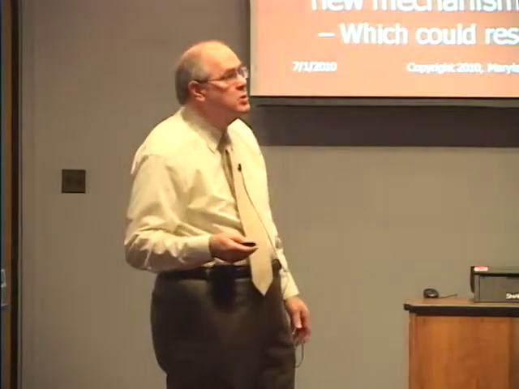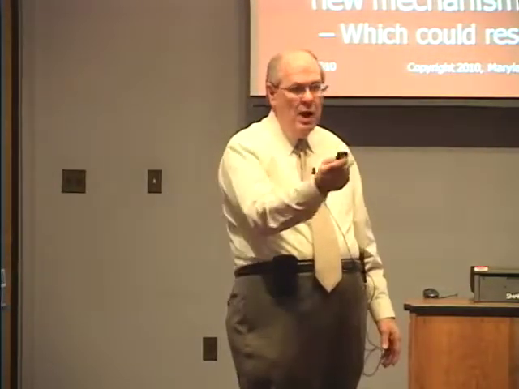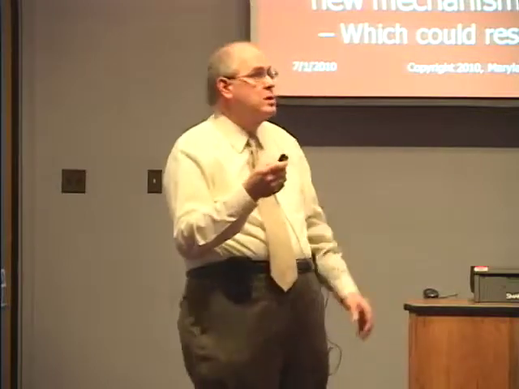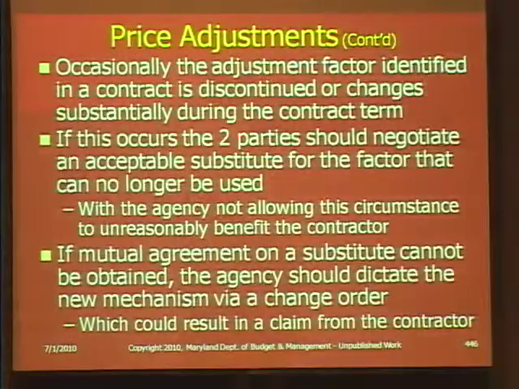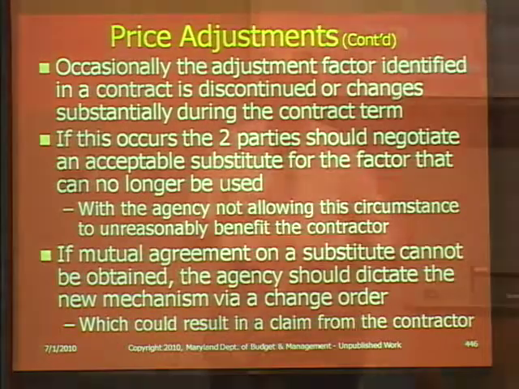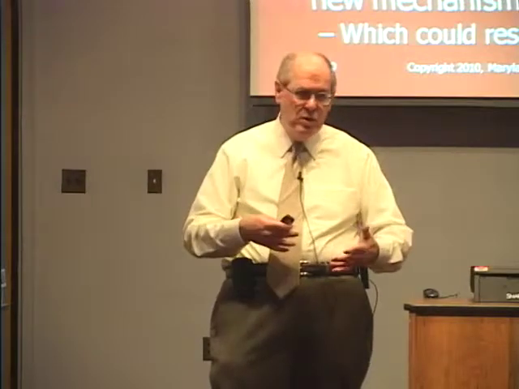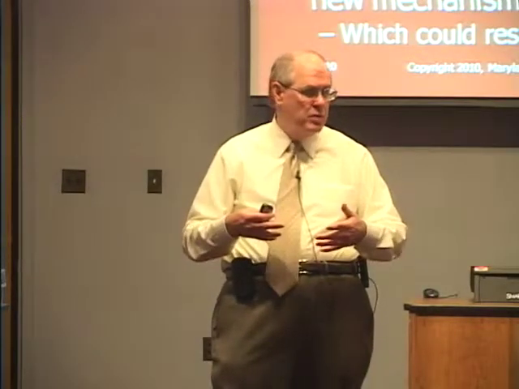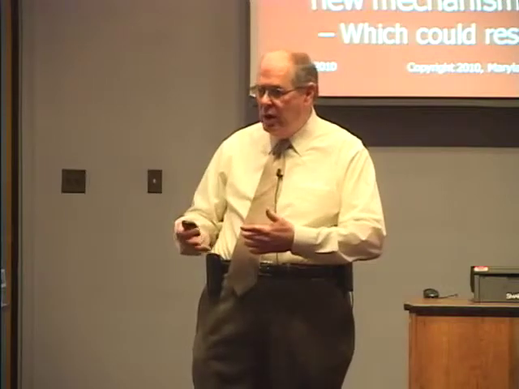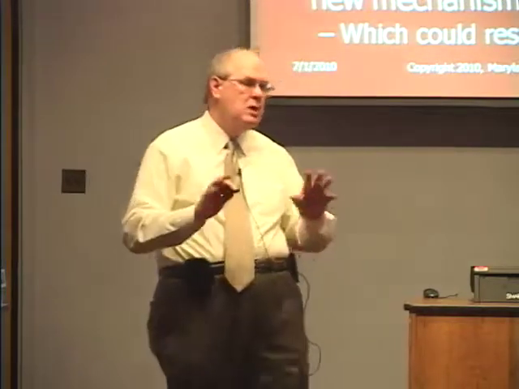So what we typically do is we typically do two things. One of the things is the two parties could negotiate an acceptable substitute for the factor that can no longer be used. But the agency should not allow this circumstance to unreasonably benefit the contractor. The adjustment factor no longer exists. We have to figure out now what is an appropriate substitute. And as long as you can come to mutual agreement, and from the standpoint of the agency, you're not unjustly enriching the vendor, that might be okay.